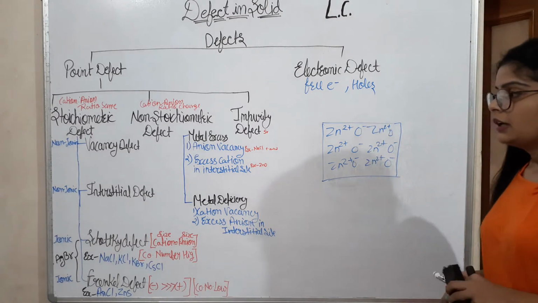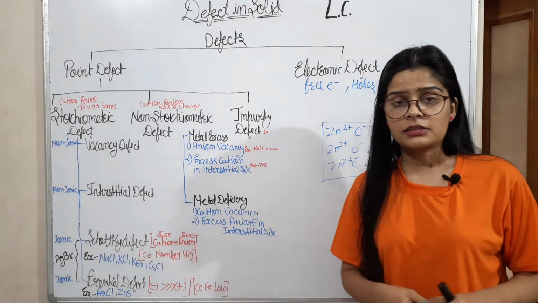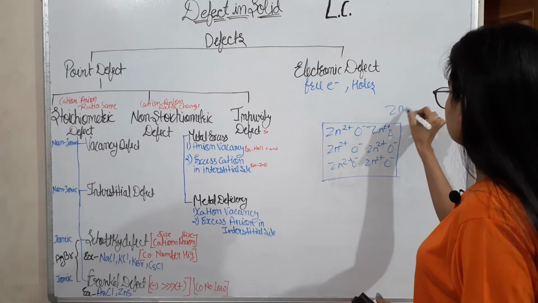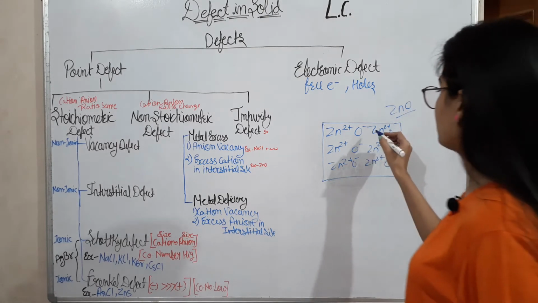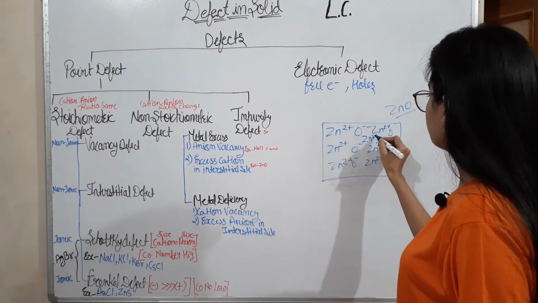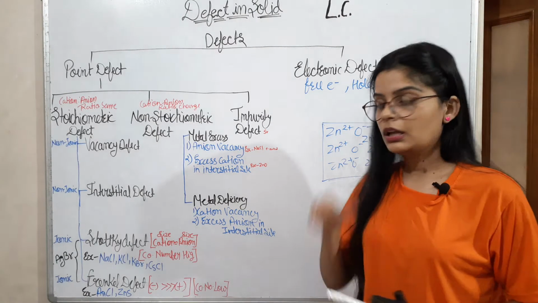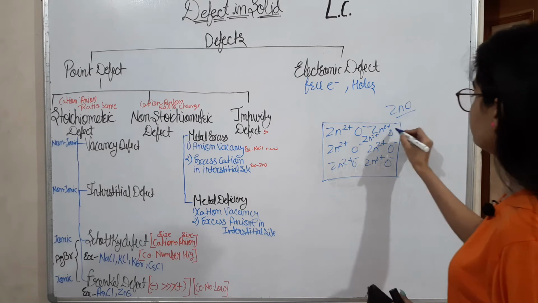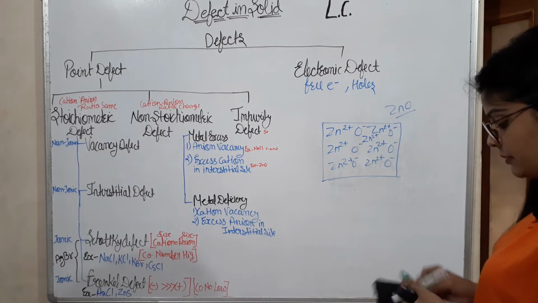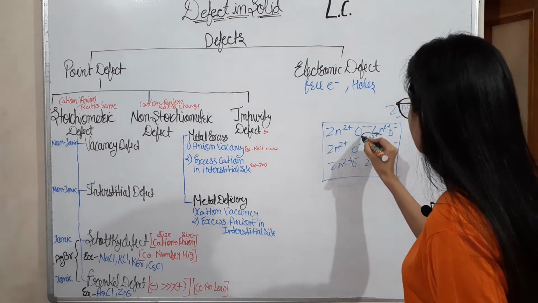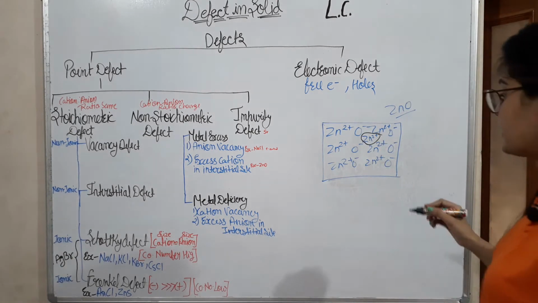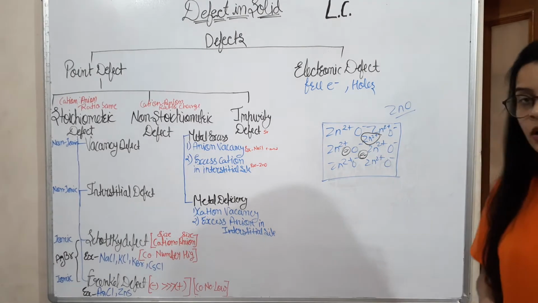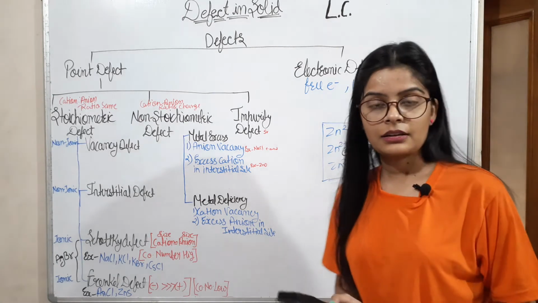Okay, so here cation excess. If we add an additional Zn2 plus ion in the interstitial site, the cation is in excess now. To balance the charge, I will make it with a different color. We have added Zn2 plus to increase the cation, so we have to add 2 electrons also in the interstitial site to balance the charge.